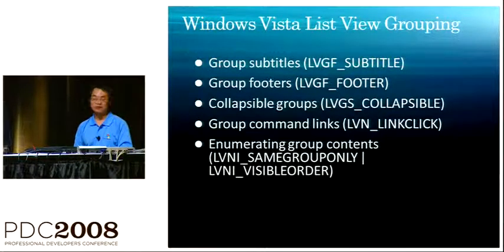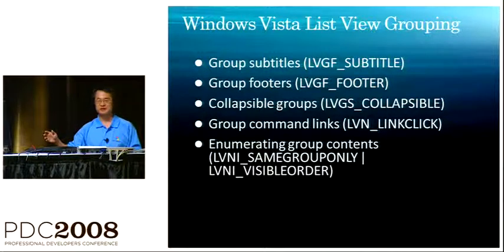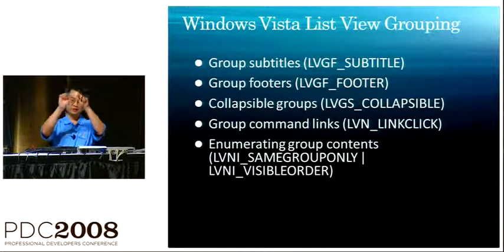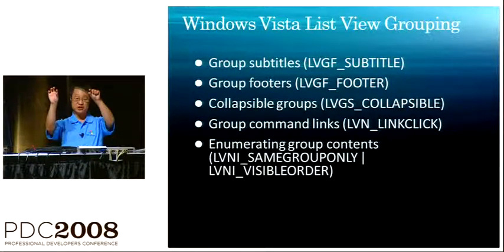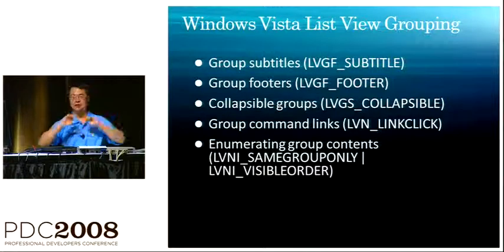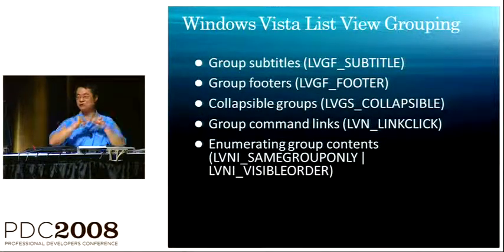In Windows Vista, we added a couple new features to list view grouping. Some of them nice, some of them ugly. We'll start with the nice ones. Actually, some of these are still ugly. You decide. You can give groups subtitles. So we saw that we had the title images. You can also stick a little text under there as a subtitle. You can also put text at the bottom of the group. It's called the footer. Groups can be collapsed out, expanded. You can put a little help link in the title header of a group.